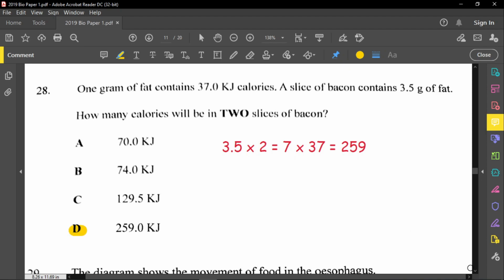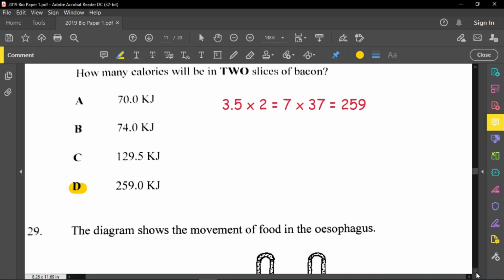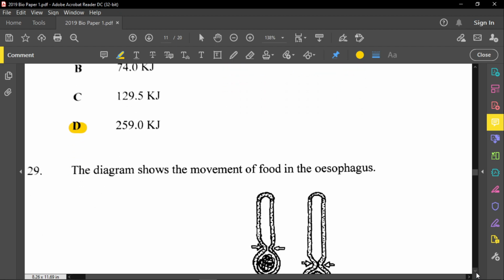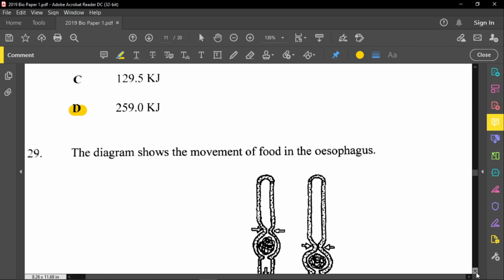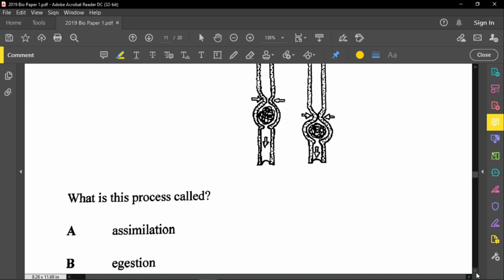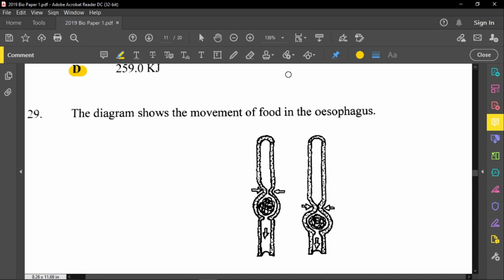Excellent. Now let's move on to the next question. Question number 29 says that the diagram shows the movement of food in the esophagus. The question asks, what is the process called? This is called a wave-like movement. So here you have a wave-like movement.